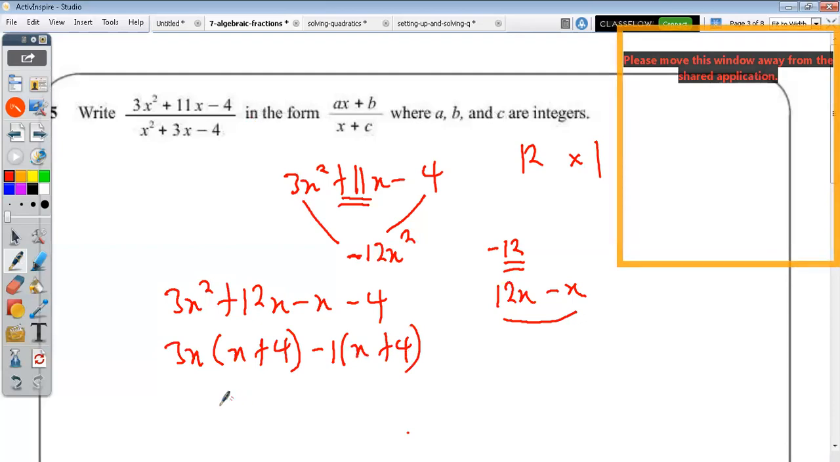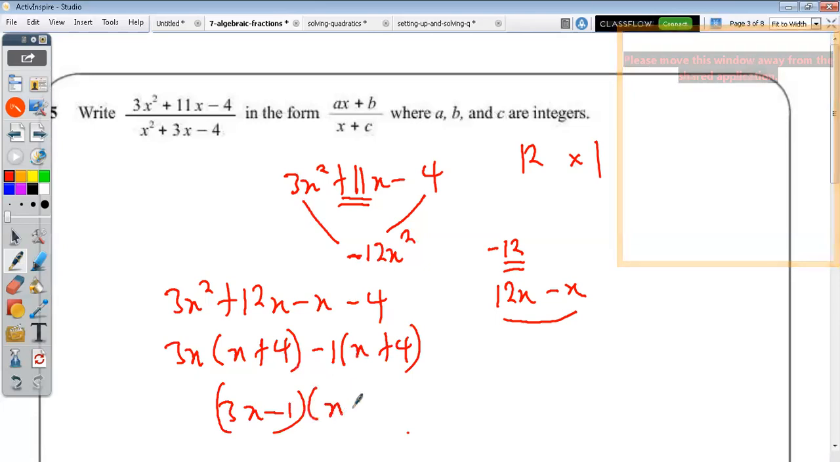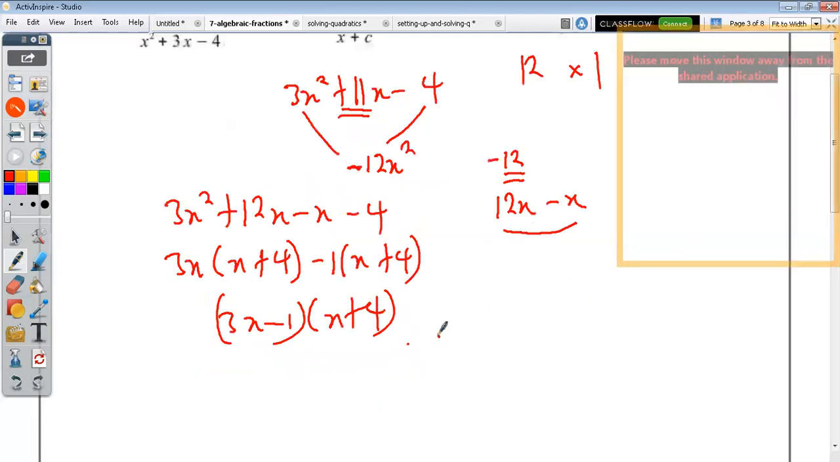Then that means it's x, 3x minus 1 brackets x plus 4. That's our factorization for the top. Clear? Now let's do the factorization for the bottom.